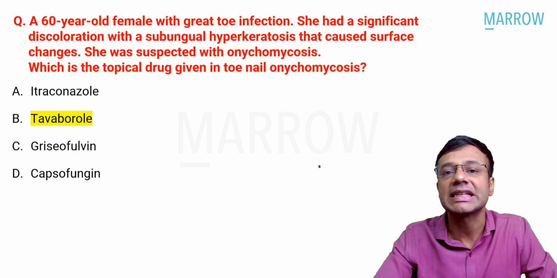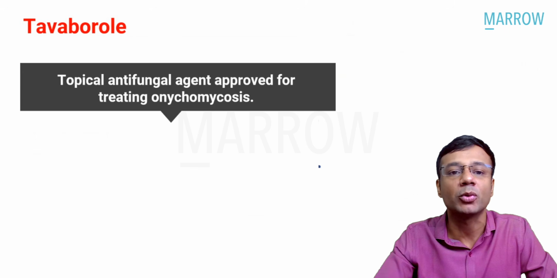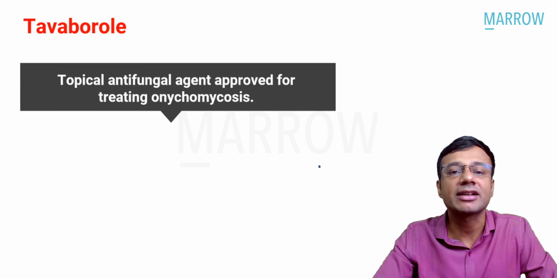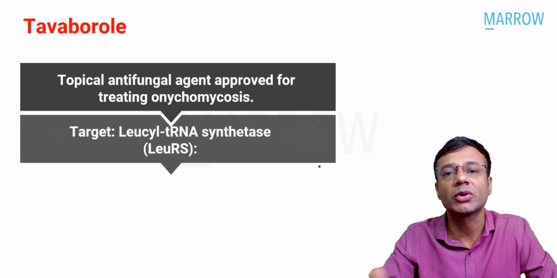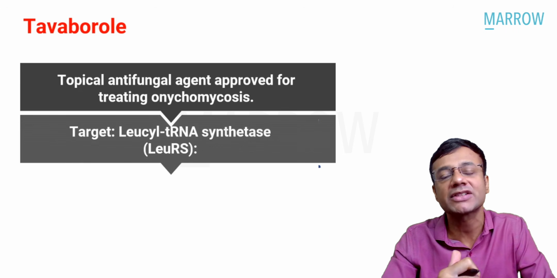Now for future purposes, let us learn a little bit about this condition. Tavaborole has been FDA approved as a topical antifungal agent in onychomycosis. Now, how does tavaborole act? It basically is going to target the leucine transfer RNA synthetase. Now, what is the function of this leucine transfer RNA synthetase? It catalyzes the attachment of leucine to its respective transfer RNA.